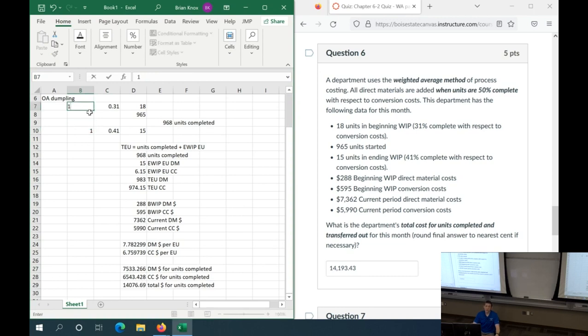Sorry, I said it's not important to this question because it's weighted average. In weighted average, we never use the beginning WIP percentages. So a 1 is accurate here. If it said all direct materials are at the beginning of the process, a 1 here for beginning WIP and a 1 here for ending WIP, that's accurate and correct. Yes. No problem.